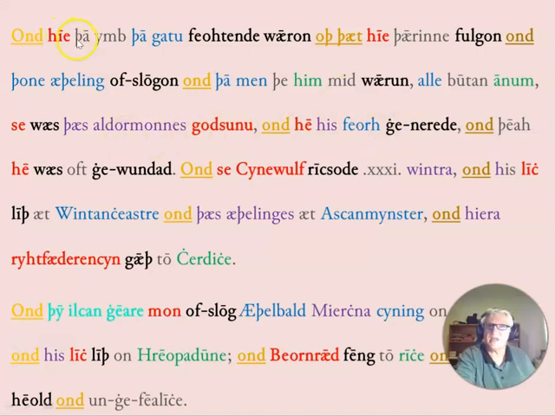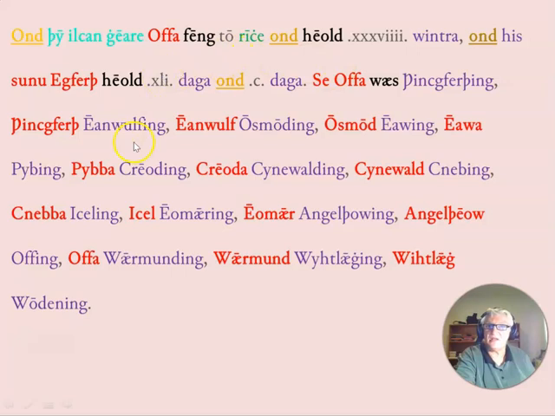Say subject, okay, and so on. This is just all this stuff here. So Offa was Thinkverthing. That means Offa was the son of Thinkverthing. Thinkverth, Eonwulfing. So Thinkverth was the son of Eonwulfing, and so on. That's how those are interpreted.